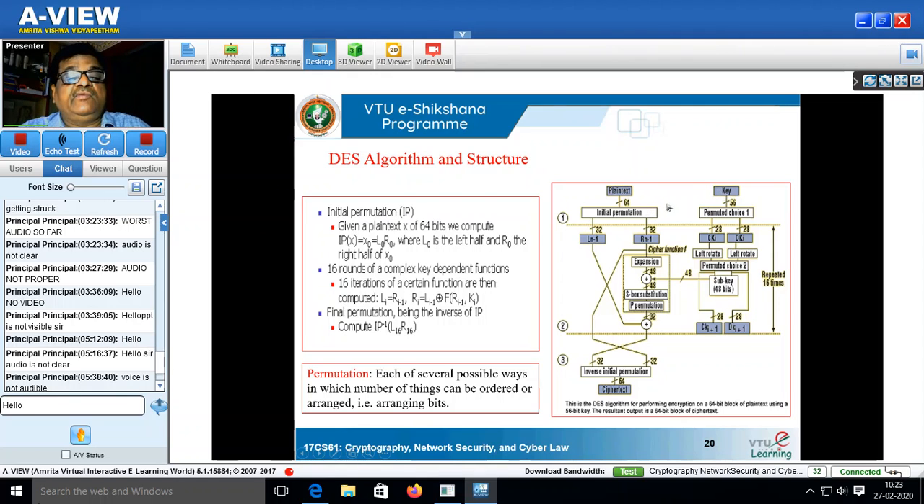For that purpose, we have an algorithm. Look at it here in the picture. For different keys, we get different ciphertext, though the plain text is the same.